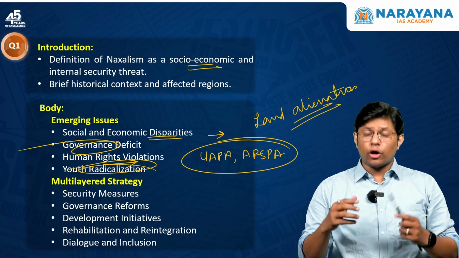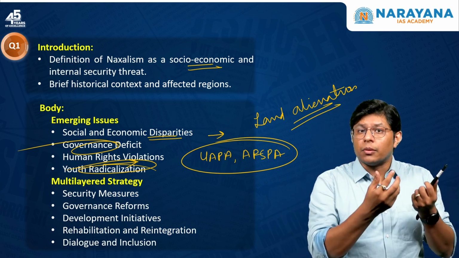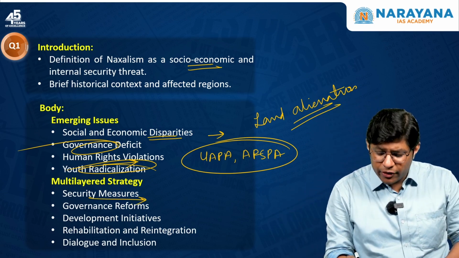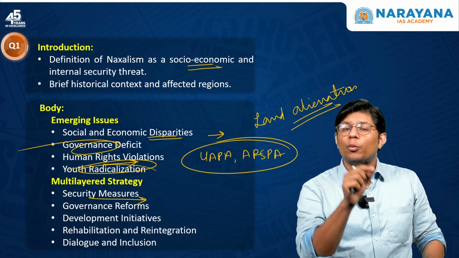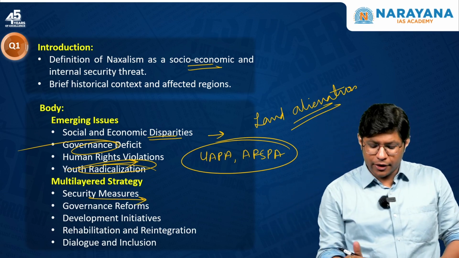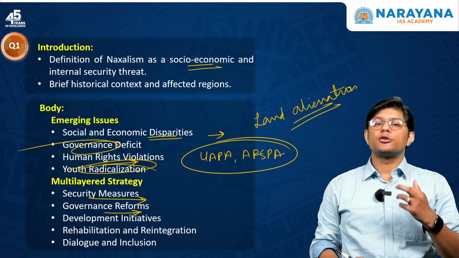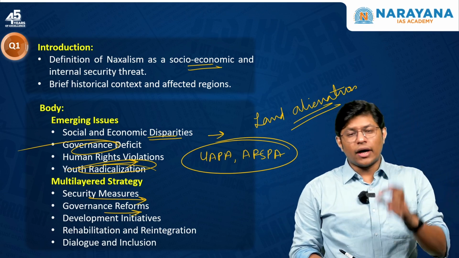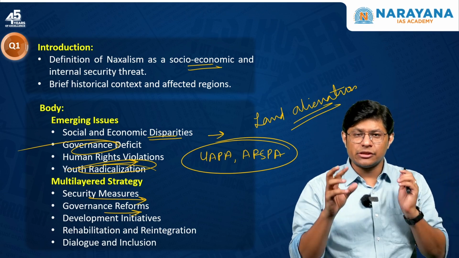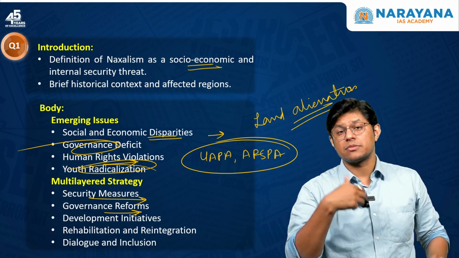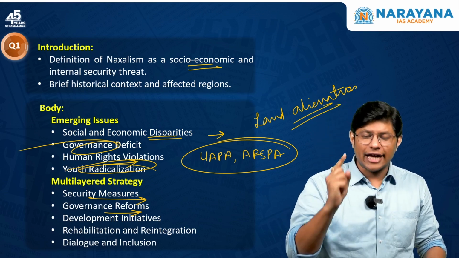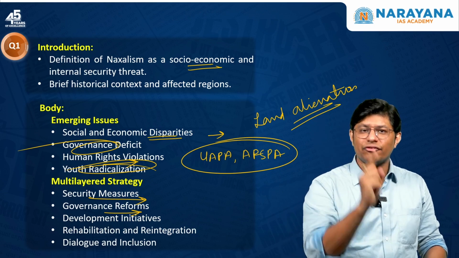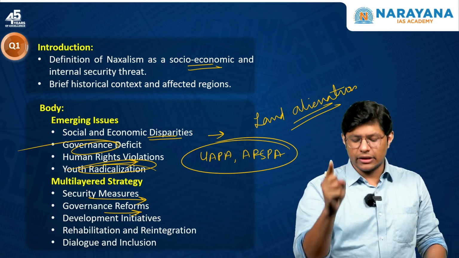Then what can you do in order to eliminate the problem? One, security measures. You have to deploy paramilitary forces like the Cobra Battalion. Then you have to make sure that you focus on governance, because once the tribal region becomes developed, no people would pick up guns. So, your focus has to be on governance reforms, that is to develop the tribal regions.